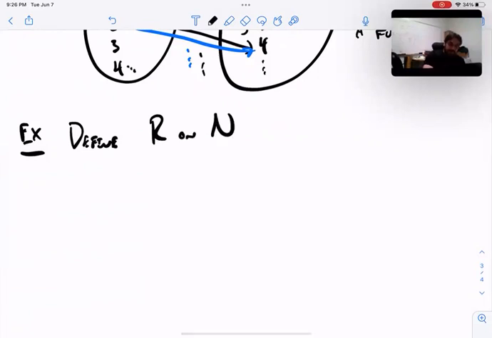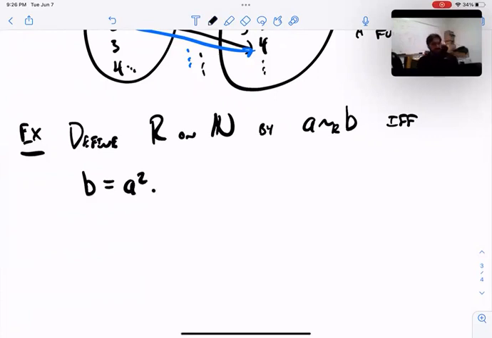Let's consider another relation R on the natural numbers by A is related to B if and only if B is equal to the square of A, right? Say this is our relation. If B is equal to the square of A, then we say that A and B are related.